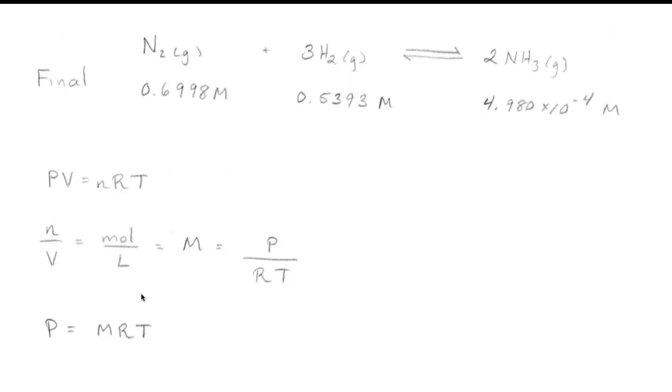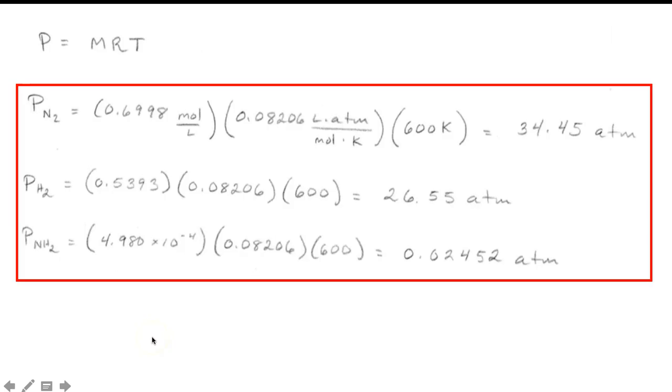So I've just rewritten what our final concentrations are in molarity. Assuming that they behave ideally, these are all small molecules, we can use the ideal gas law. So what I've done here is rearrange it. N over V is on one side of the equation, and we know the units for N over V are moles per liter, which are the same as molarity. And then the right-hand side of the equation is now just P over RT. So in the end, the partial pressure of each of these components is just equal to the molarity of the component times R times T.